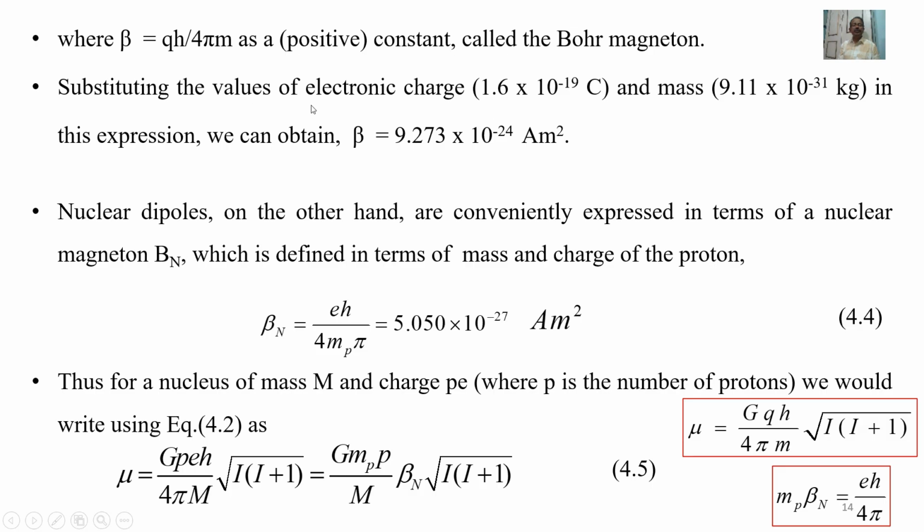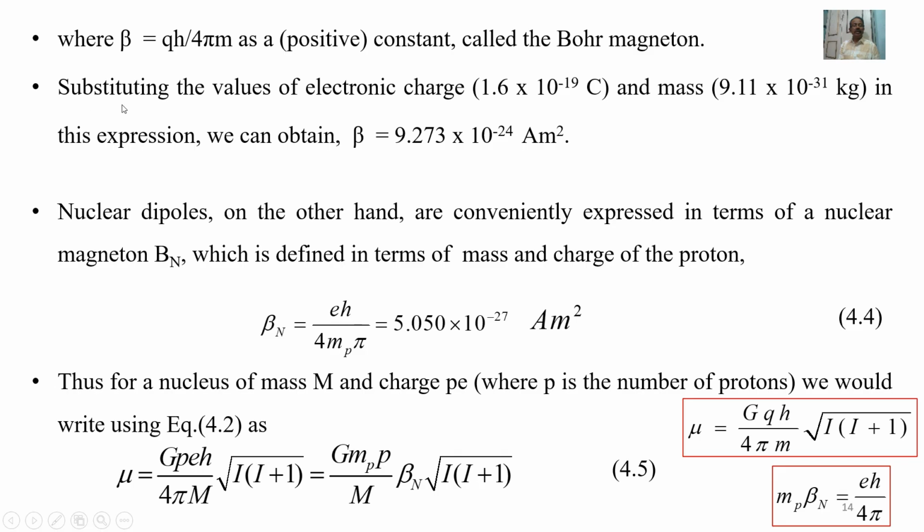Substituting the values of electronic charge, 1.6 times 10 to the power minus 19 coulomb, and mass of the electron, 9.11 times 10 to the power minus 31 kg, in this expression, we can obtain beta. So substituting the respective values, beta becomes 9.273 times 10 to the power minus 24 ampere meter square. So the value of the Bohr magneton is given by this expression.